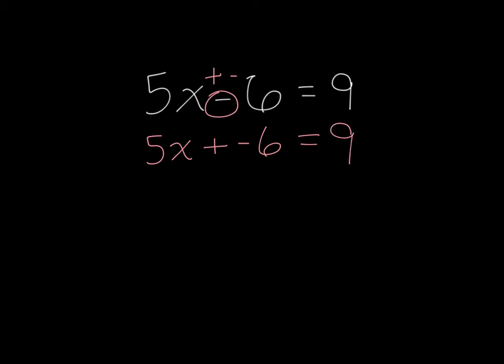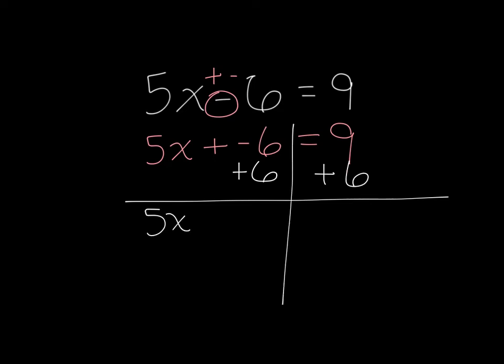Now, in order to get -6, my friends, out, I'm going to have to do the opposite of what's happening. So I have to add 6 to both sides. Then I get 5x, draw that big line, -6 plus 6 is 0, equals 15, because 9 plus 6 is 15.